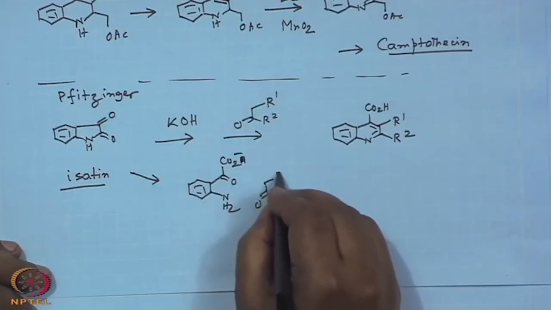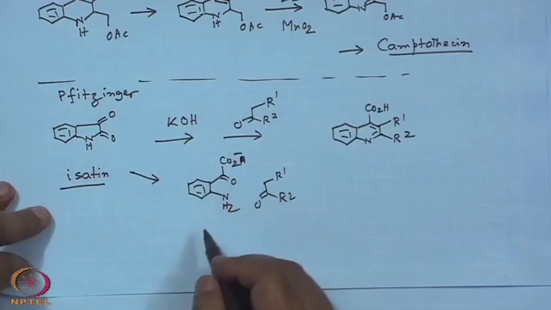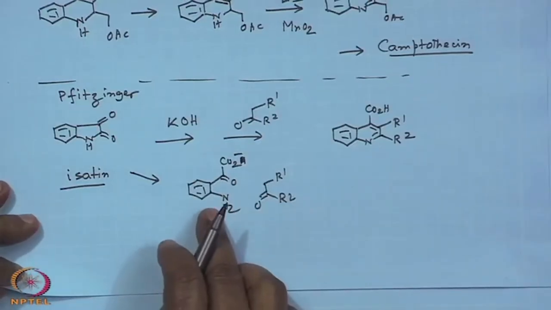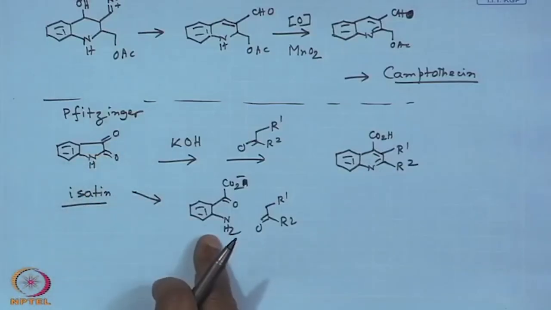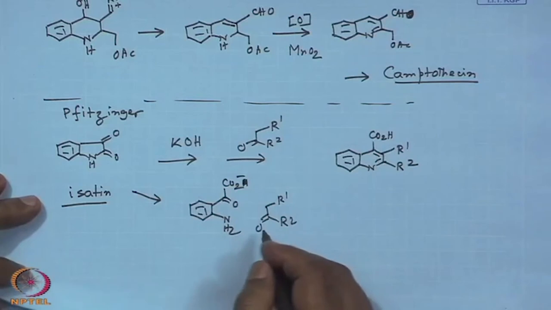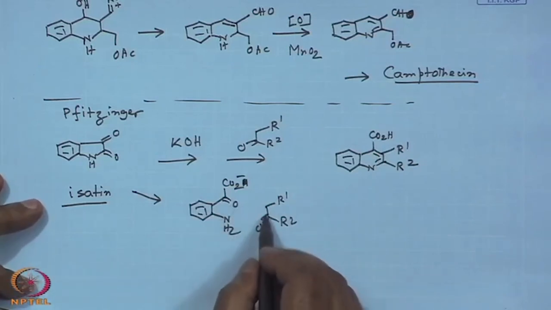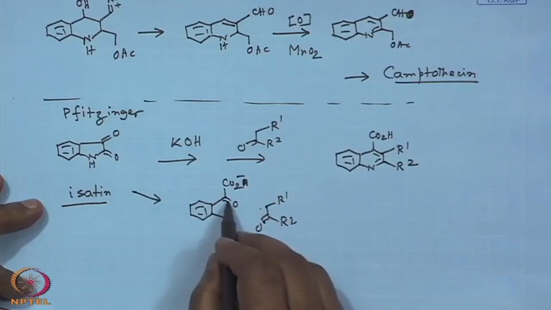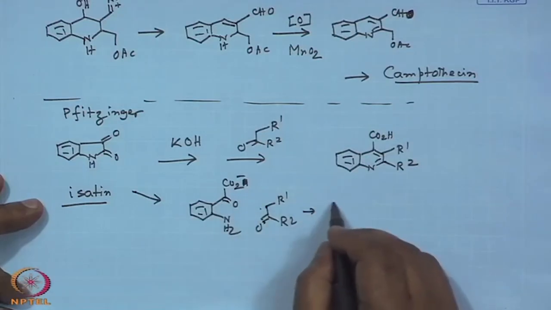Now once you have this, basically it is a variation of the Friedlander method, the mode B we discussed previously. Mode B is known as Friedlander, where you have this ortho-substituted aniline derivative. So essentially, for isatin, you are making an ortho-substituted aniline derivative. Then you have a nucleophile and an electrophile. That means the amine goes to this carbonyl, and this active methylene goes to the other carbonyl. So eventually, you will go to this compound.